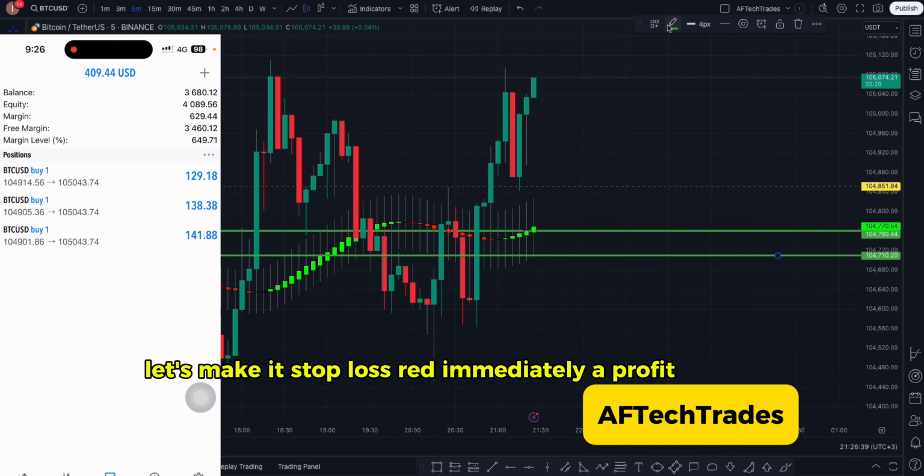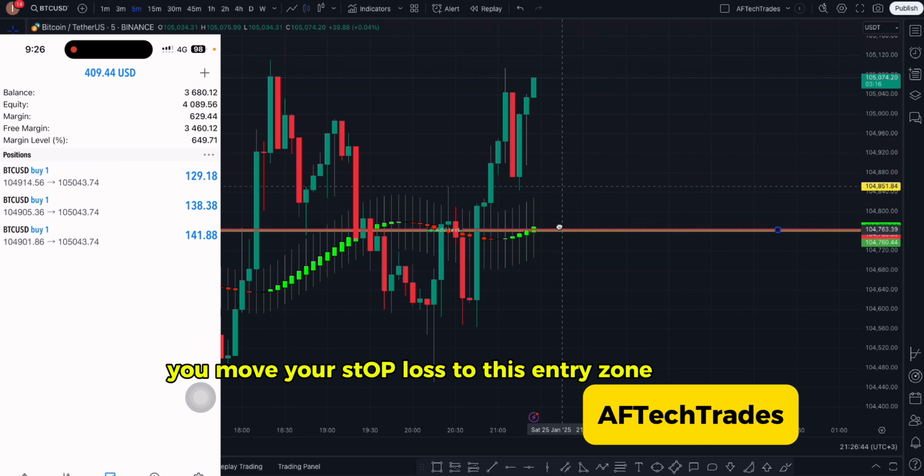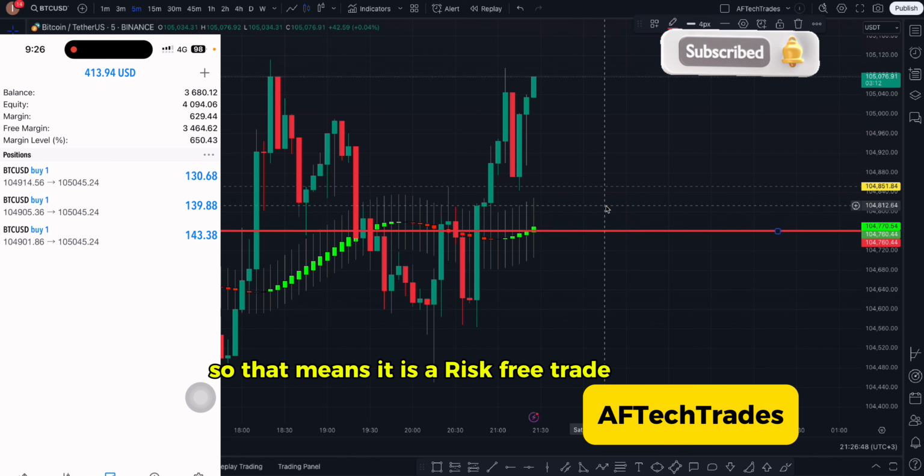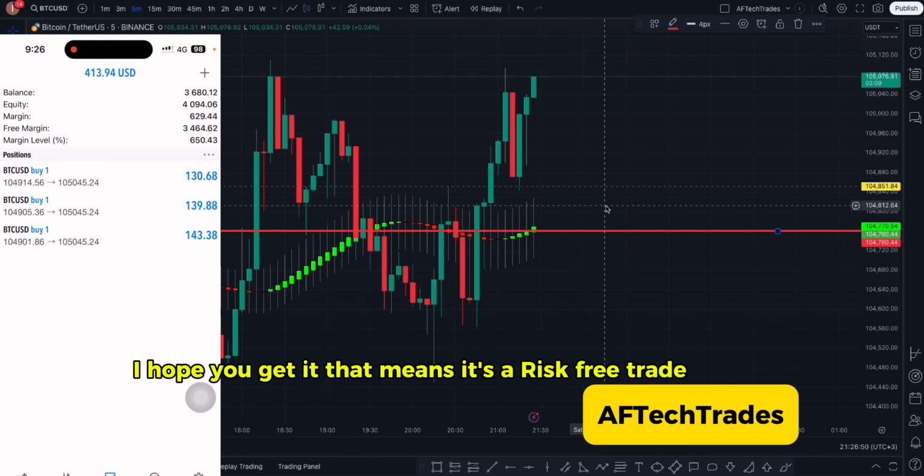This is your stop loss. Let's make the stop loss red. So immediately you are in profit, you move your stop loss to this entry zone. So that means it is a risk-free trade. I hope you get it. That means it's a risk-free trade.